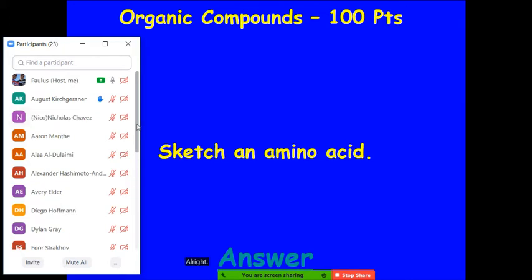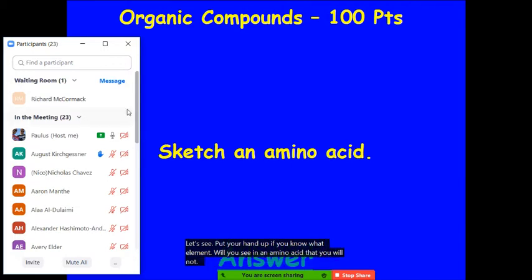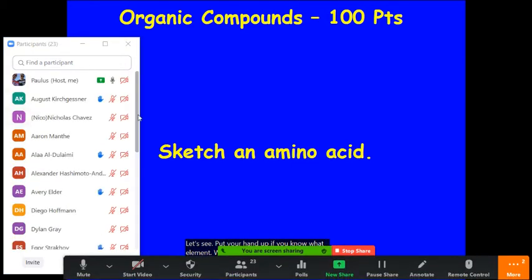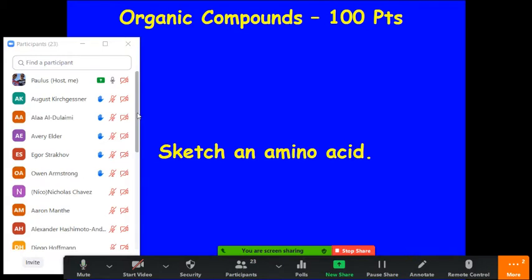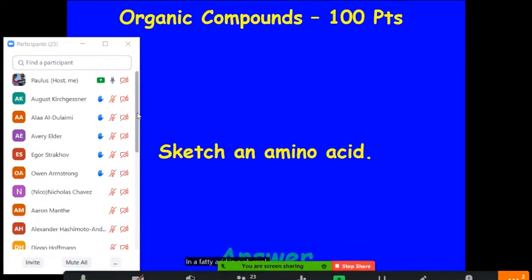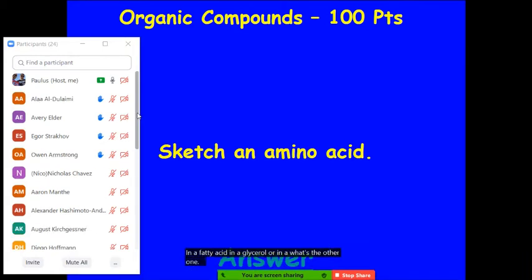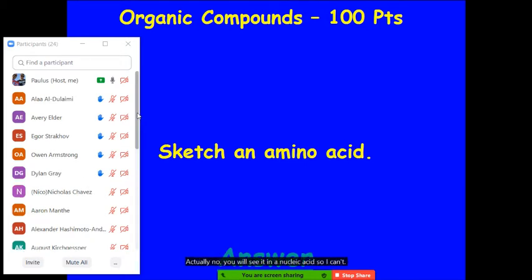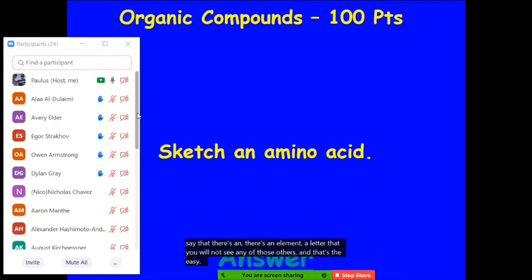All right. Let's see. Put your hand up if you know what element you will see in an amino acid that you will not see in a carbohydrate, in a fatty acid, in a glycerol, or in a... what's the other one I'm missing? Actually, no, you will see it in a nucleic acid, so I can't say that. There's an element, a letter, that you will not see in any of those others. And that's the easiest way for you to recognize an amino acid.